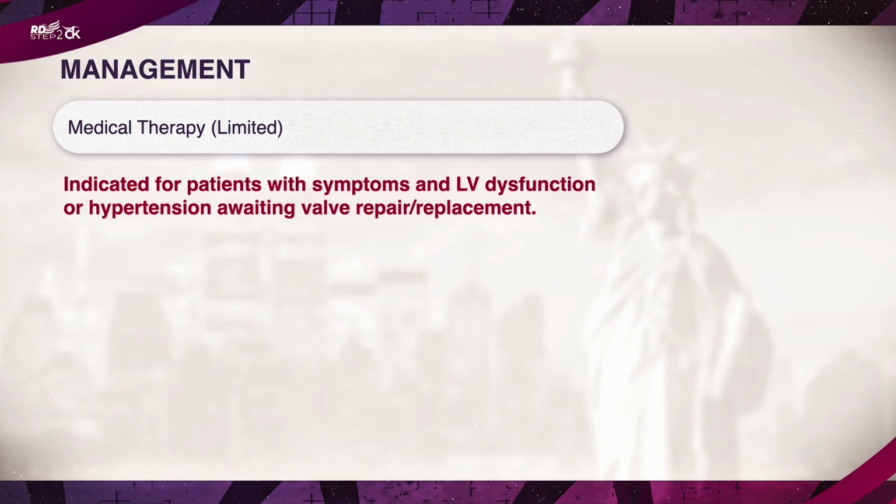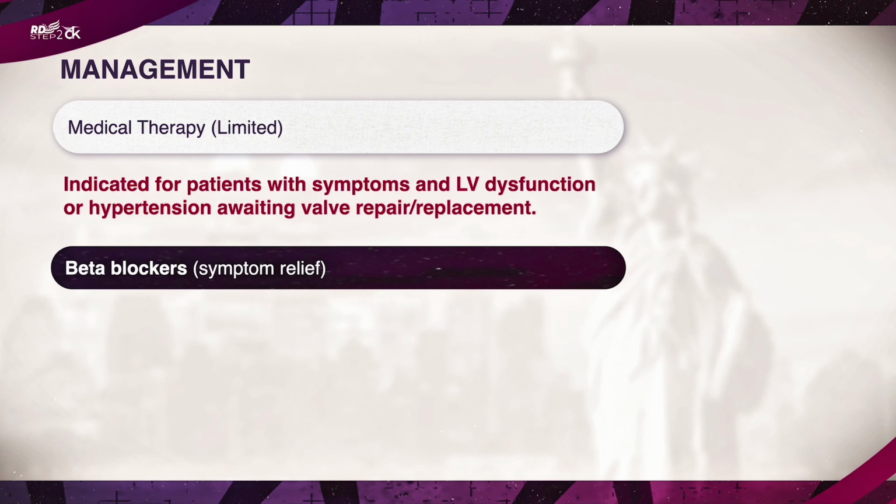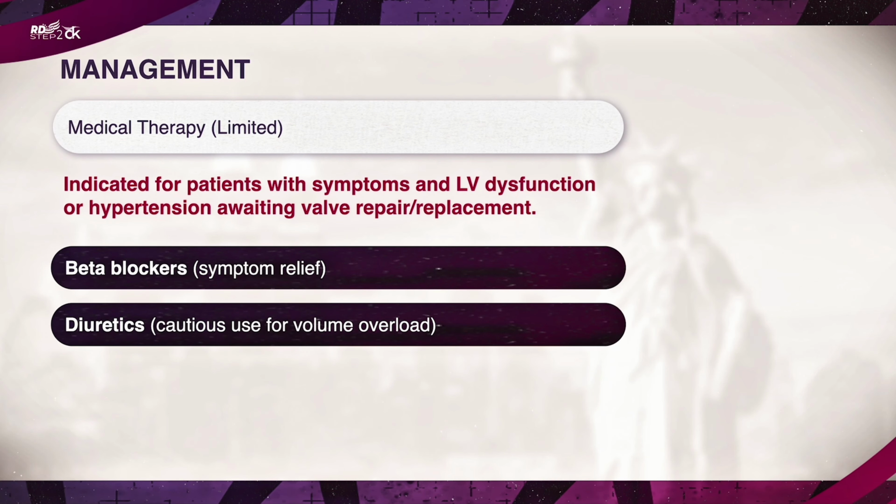All right, let's go. Medical therapy for aortic stenosis is limited and mostly used as a bridge to valve replacement. So we just use medical therapy as a bridge to valve replacement. If the patient has symptoms, LV dysfunction or uncontrolled hypertension, we can try to offer temporary relief. You can try to use beta blockers. Beta blockers may help with symptoms like angina or exertional intolerance. We can try using diuretics, but we should use them cautiously.